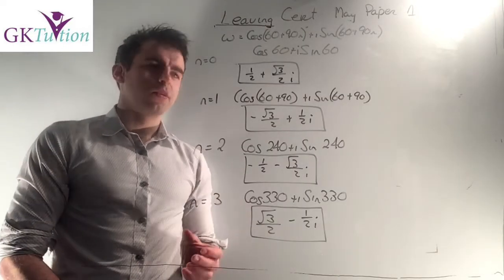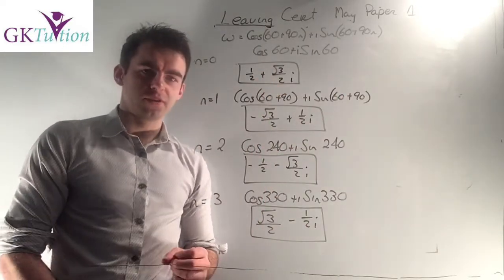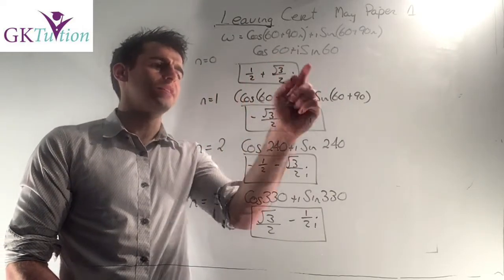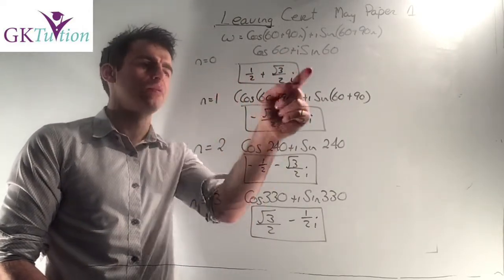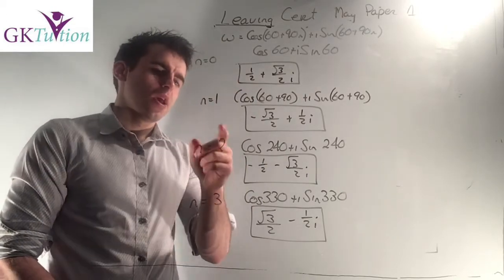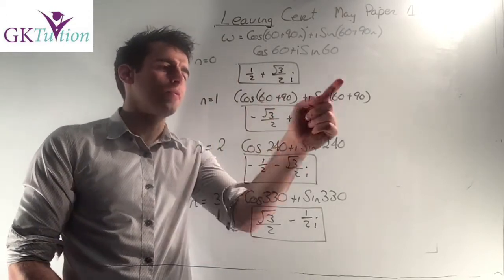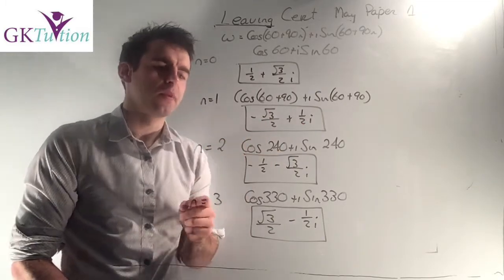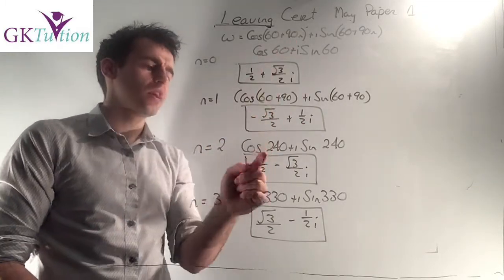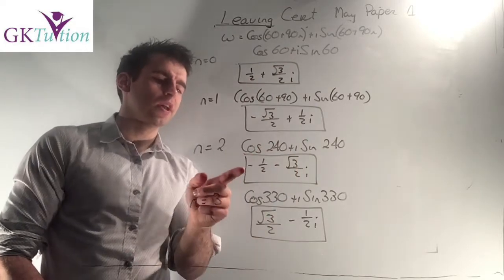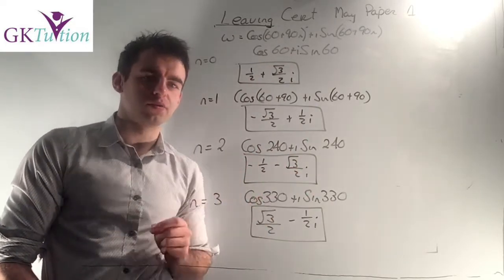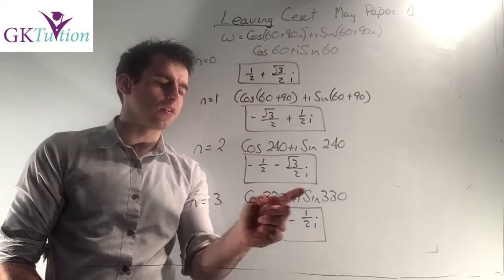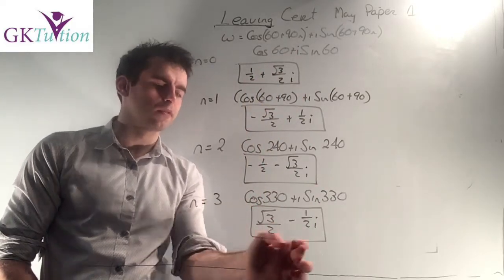Okay, so to finish this one off, I just need to get my 4 different answers in rectangular form. If I sub in n equals 0, I get 60 and 60, in which case my answer is a half plus root 3 over 2i. If I sub in 1, I get 150 and 150, and I get minus root 3 over 2 plus a half i. If you sub in 2 into this, you get 240 and 240. Your answer is minus a half minus root 3 over 2i. If you sub in 3 into this, you get 330 and 330, which is root 3 over 2 and minus a half i.